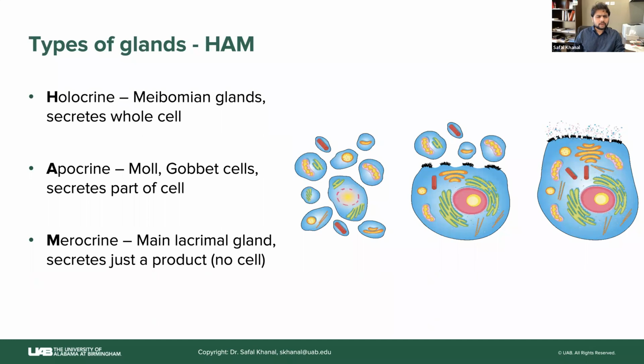So what do you mean by the holocrine, apocrine, and merocrine glands? Well, holocrine glands actually secrete the whole cell as part of the secretion. So an example of this is meibomian glands. The apocrine gland, for example, Moll or goblet cells in the conjunctiva, they secrete part of the cell as the secretion, whereas the merocrine gland just produces secretion, but oftentimes no cell involvement is there in the secretory product. For example, the main lacrimal gland, which produces the aqueous tears.